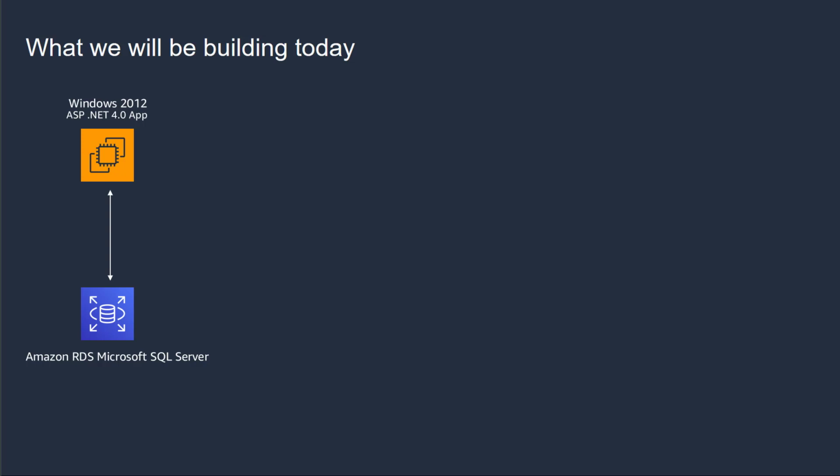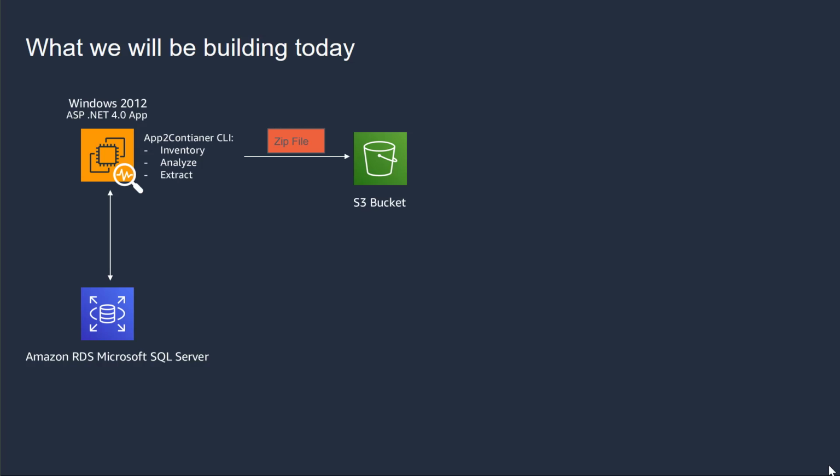What we will do is we are going to extract this Windows application. Database will remain the same. We will run some App2Container command lines, do an inventory analysis where it will go through the IIS website, analyze the existing website, and then extract a file. We will create a zip file. This is an automatic process.